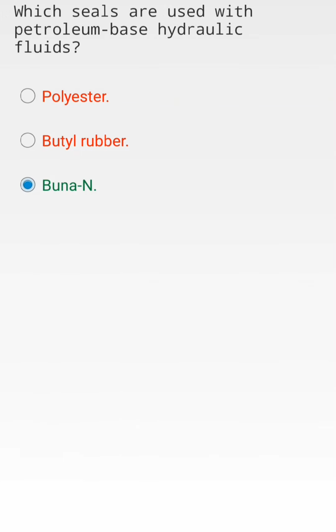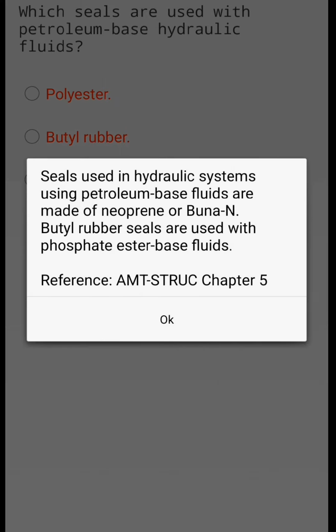Which seals are used with petroleum-based hydraulic fluids? Butyl. Seals used in hydraulic systems using petroleum-based fluids are made of neoprene or Buna-N. Butyl rubber seals are used with phosphate ester-based fluids.